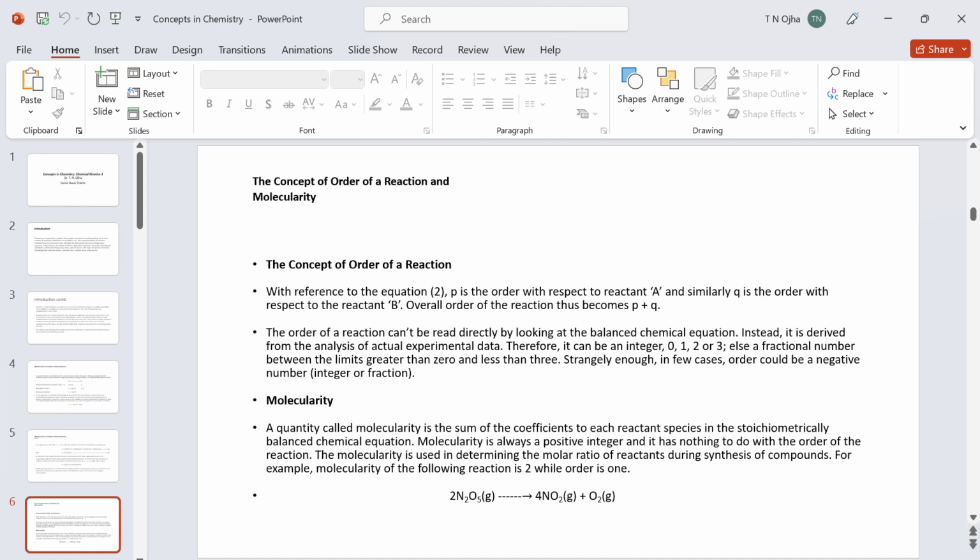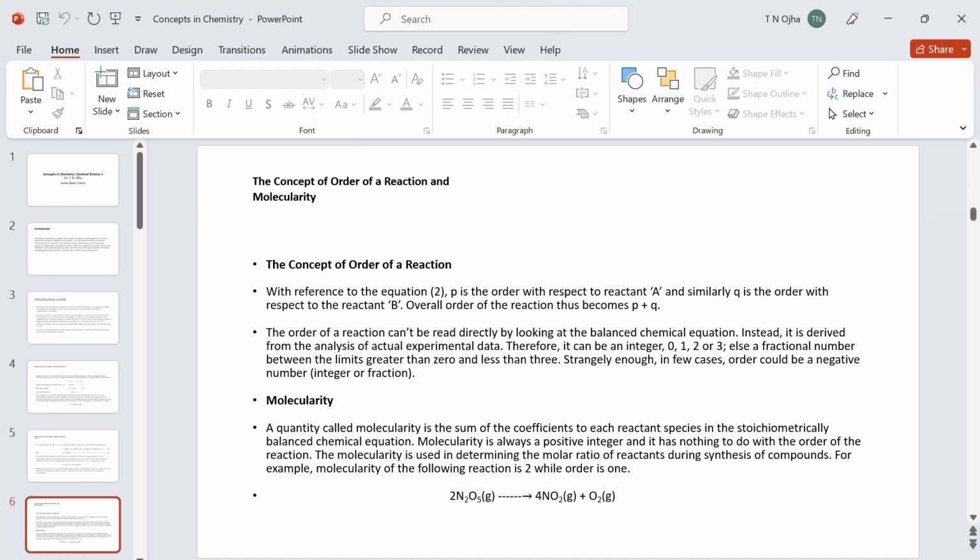Negative orders are very, very rare. On the other hand, molecularity is the sum of the coefficients of reactant molecules in the balanced chemical equation. Order and molecularity may be the same, may not be the same. For example, in the decomposition of dinitrogen pentoxide gas, the balanced chemical equation is 2N2O5 gas equals 4NO2 gas plus O2 gas. The molecularity of this reaction is 2, but order is found to be 1.